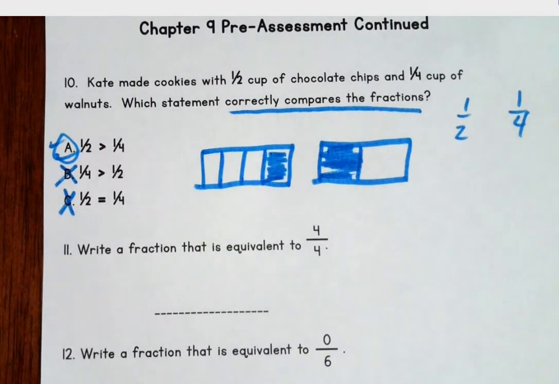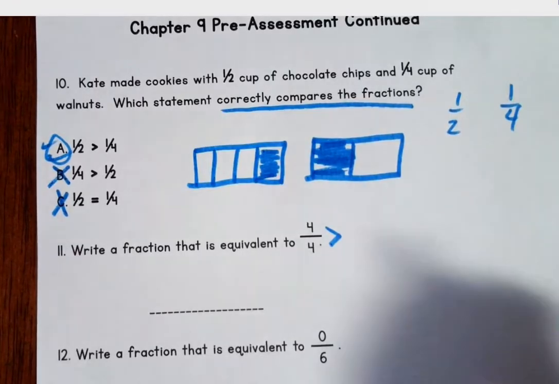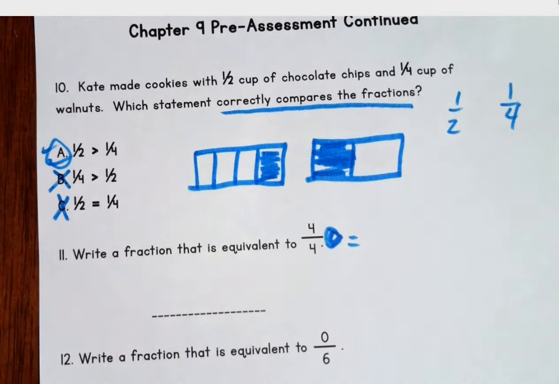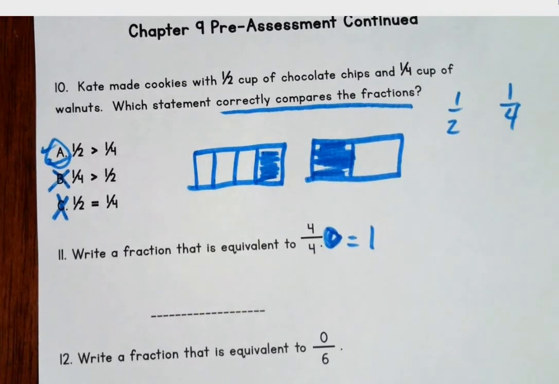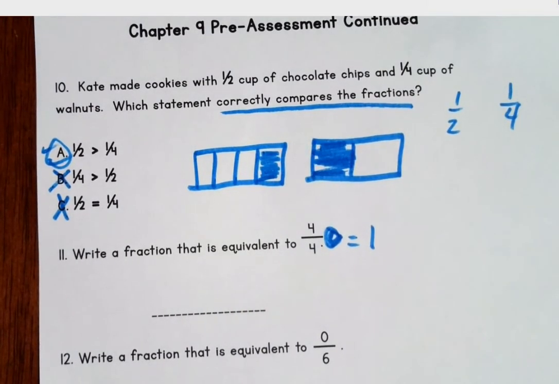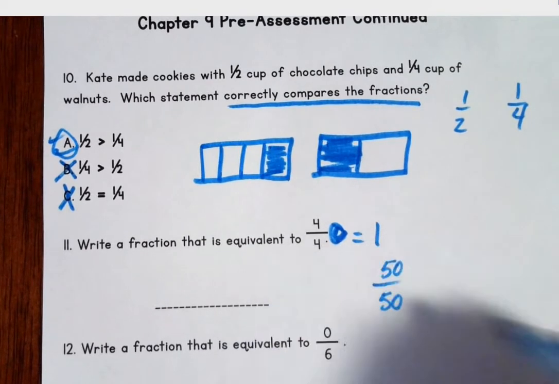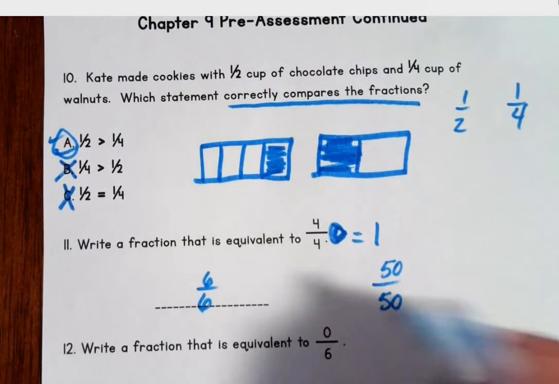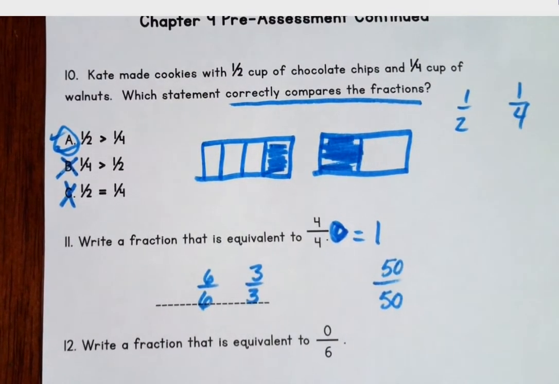Okay, write a fraction that is equivalent to 4/4. Well, tell me about this. What does 4/4 equal? Yep, 1. So as long as you have your numerator that's the same as your denominator, you've got an equivalent fraction. You could say 50/50ths. I don't care. You could say 6/6. You could do 3/3. I don't care. As long as your numerator is the same as your denominator, you're going to have an equivalent fraction. It's all going to equal 1.